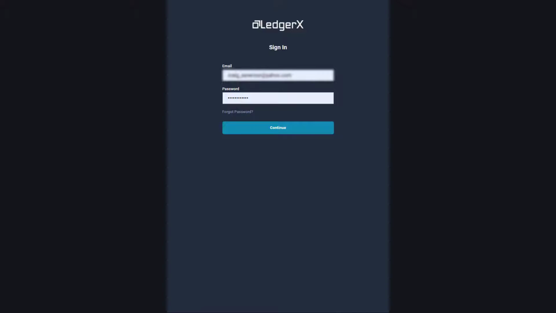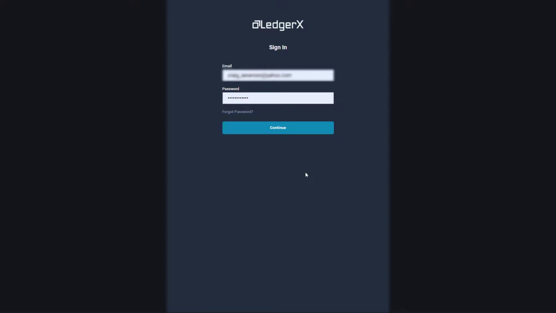In this video, we're going to be going over the Ledger X interface for trading options. I think what you'll find is that this is going to be a much simpler interface and very purpose-built for one thing, which is to allow US customers to trade options on Bitcoin only.